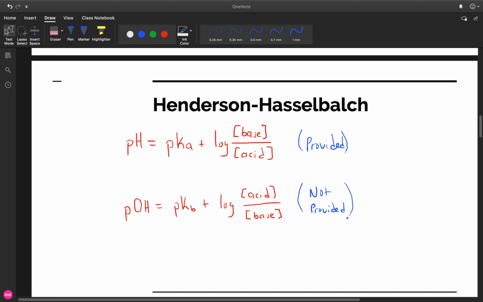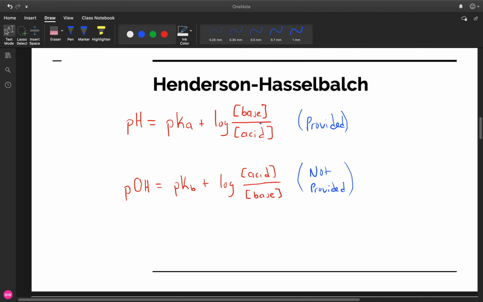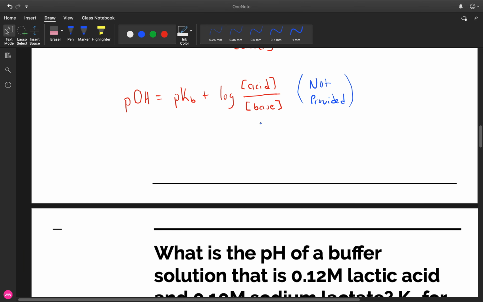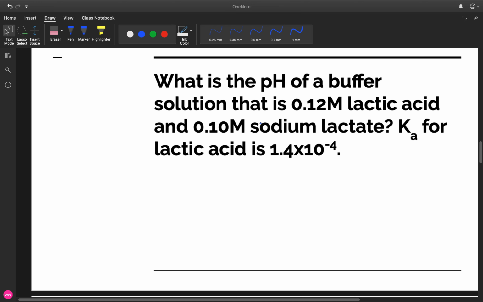These equations are super useful because if you can recognize that you have a buffered solution, which is always an acid and its conjugate base or vice versa, you can determine the pH of that solution given the Ka, the concentration of the conjugate base, and the concentration of the acid. So let's go ahead and try it out.